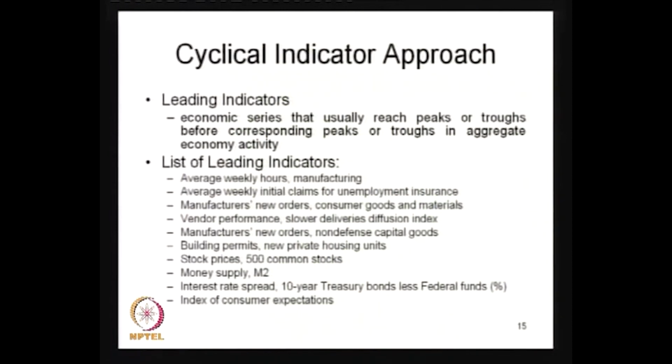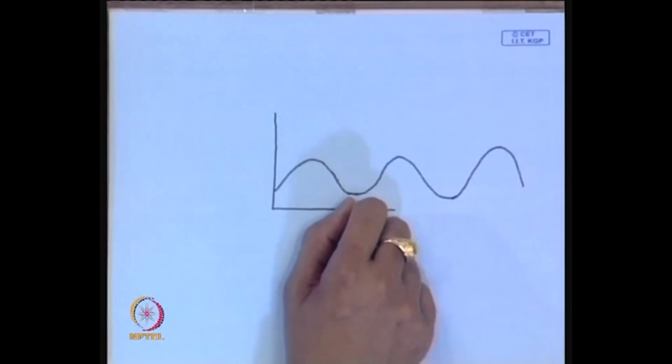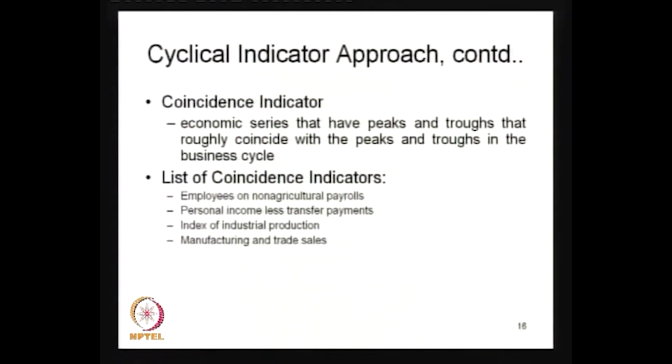So, these are the leading indicators: money supply, interest rate spread between government securities and treasury bonds, then index of consumer expectations. If the consumer is expecting better now, that means the economy is going to be better tomorrow. So, they are the indicators which lead, indicating that something better is going to happen tomorrow. And if something bad is happening, that means something bad is going to happen in the economy tomorrow. If there is a fall in the particular indicator, the overall economy is going to fall subsequently as such.